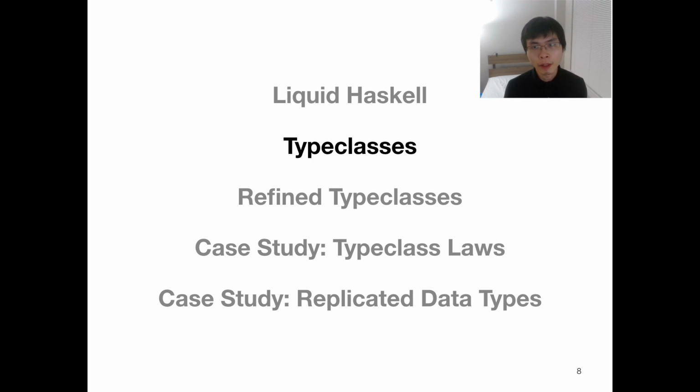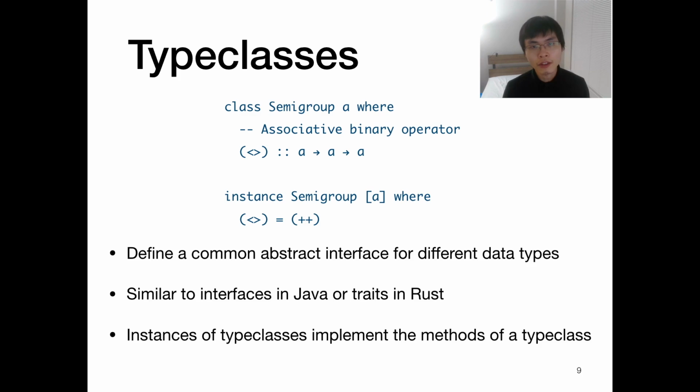Next, let's talk a little about type classes. Typeclass is a mechanism that was first introduced in the 80s by Wadler and Blott. If you're already familiar with Java or Rust, it's actually kind of similar to interfaces or traits. A class specifies an abstract interface for different data types, and the instances provide the actual implementations. In this example, we have the Semigroup class with a binary operator as its only method, and the list instance implements the associative binary operation as list concatenation that we've defined in the previous slide.